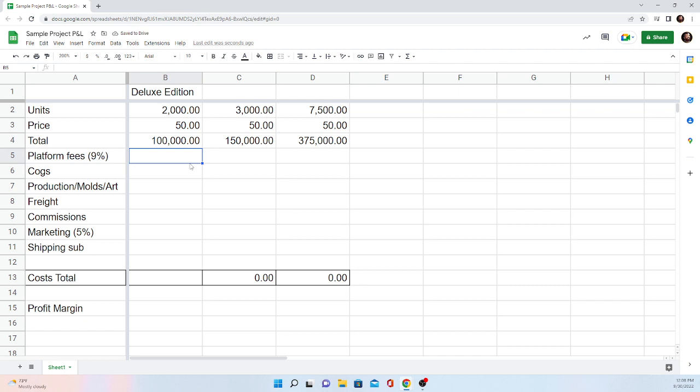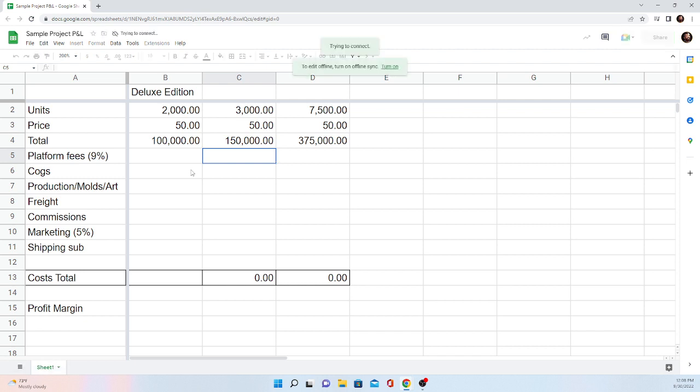Okay. So then I've got platform fees at 9%. And probably, for the sake of doing this, I'll just work on what would be your middle number here, and then you can always go back and fill these other ones in. So for your platform fees, I've got 9% because Kickstarter is going to take 5%, and then Stripe is going to take anywhere from 4 to 5% typically. But I think 9% is a good average in most cases.